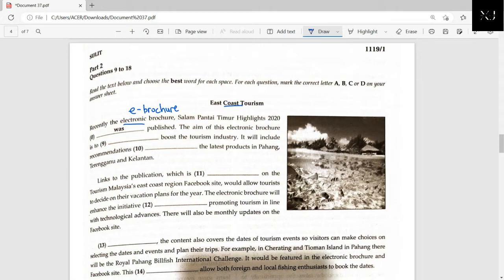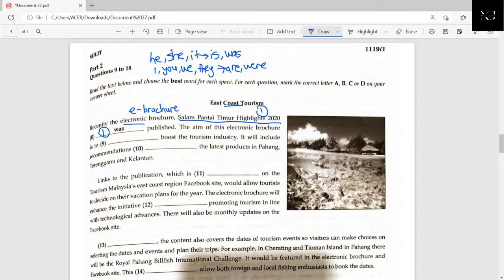So the name of the brochure is Salam Pantai Timur Highlights 2020. It's one thing as a whole, one brochure, so we use was. Was is for one thing. I haven't explained this to you guys on YouTube yet, but I did explain it to my students. For he, she, it, we use is and was, and for I, you, we and they, we use are and were. Was is the past tense of is, and were is the past tense of are. So this is past tense.